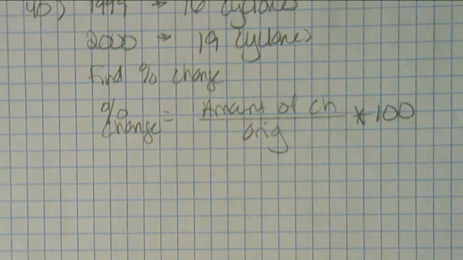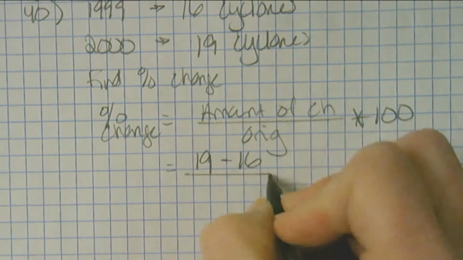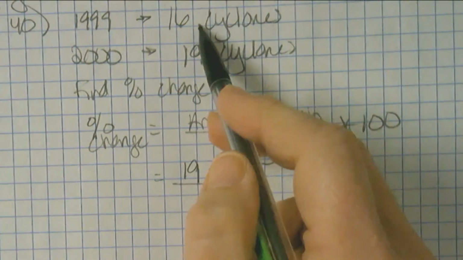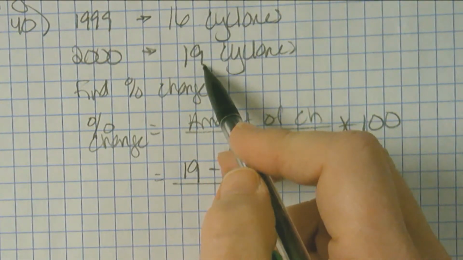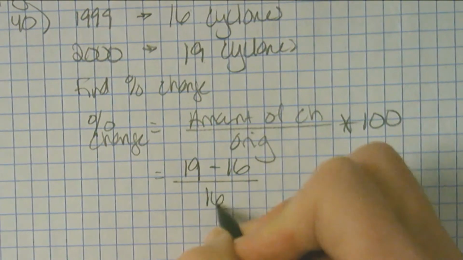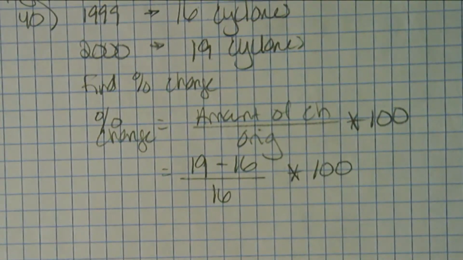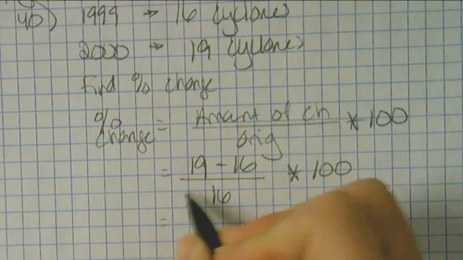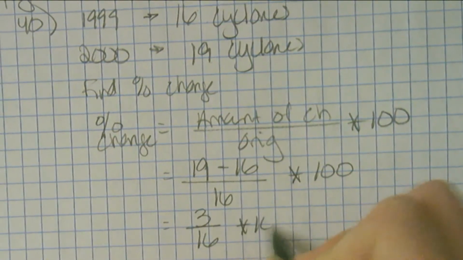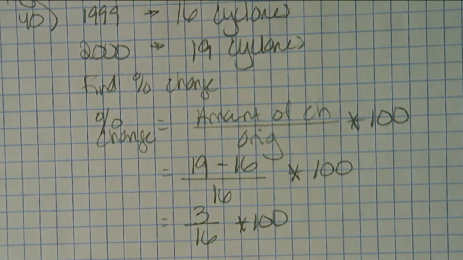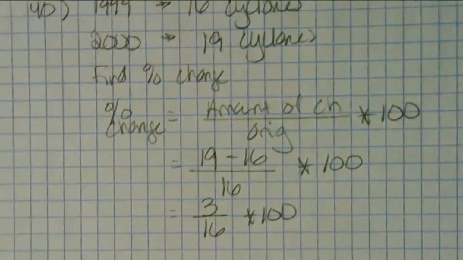All right, so I'm going to do my amount of change. So it's 19 minus 16 divided by, well, I'm starting from 1999 and I'm looking at 2000, so my original is that 16, times 100. Are you cool so far? Okay. So 19 minus 16 is going to be 3. Please show me all the work. Please show me that you're multiplying by 100 in each step, please.